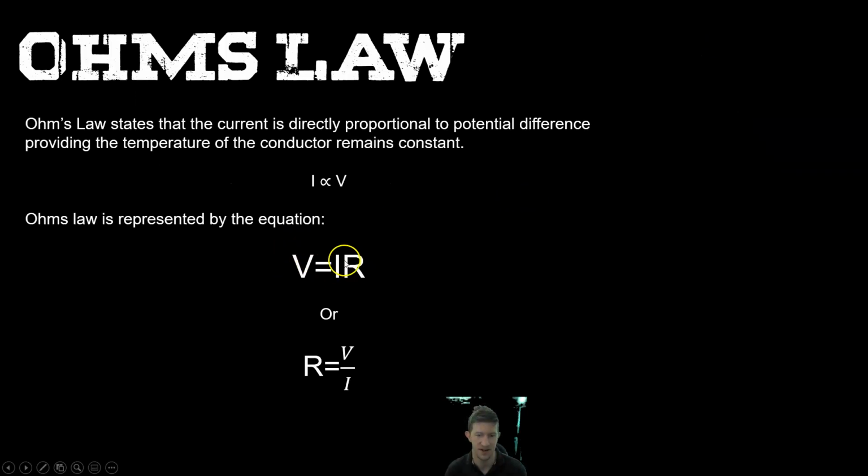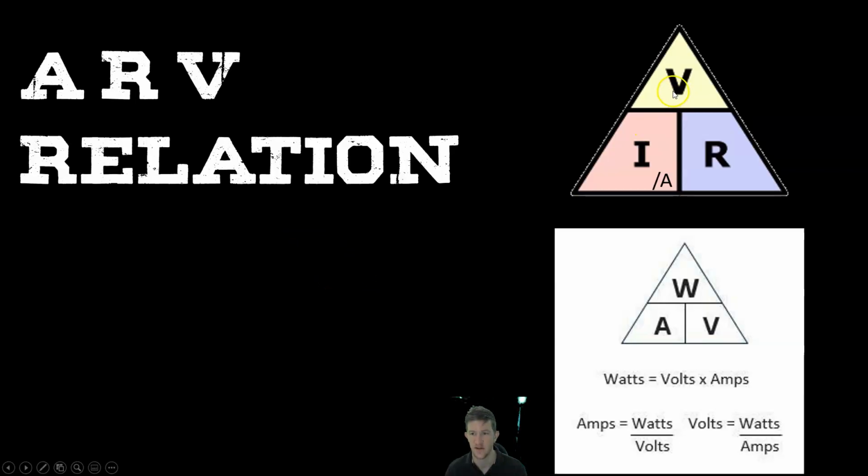So if you're not super confident at just rearranging an equation like this, if you remember the VIR triangle, it basically gives you all of those combinations a little bit quicker without potentially needing to rearrange an equation.